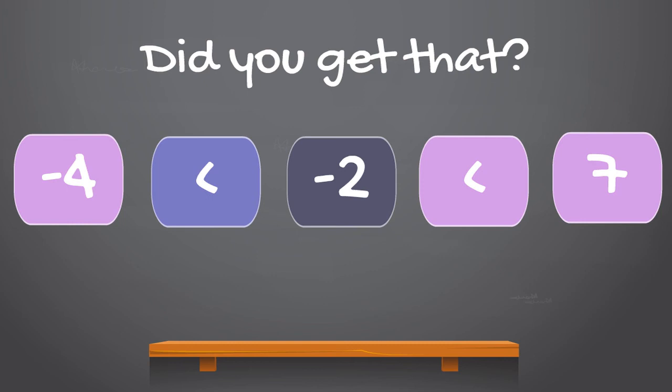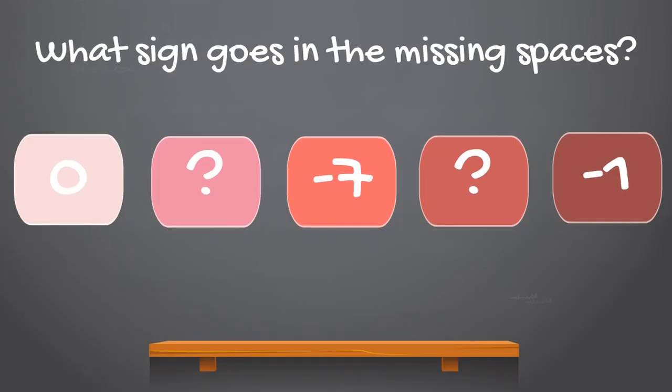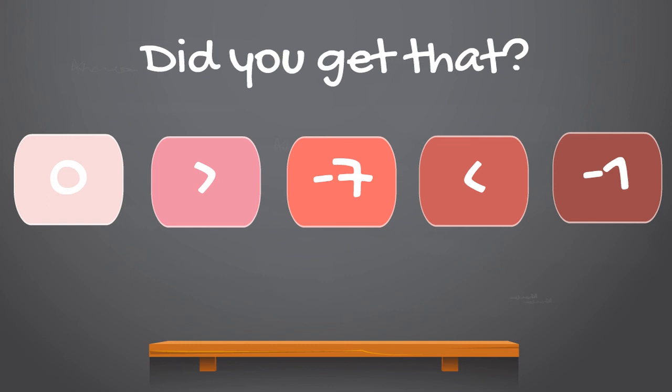Let's go again. What sign is missing in the two spaces? Pause the video, write down an answer. So here's what you should have. 0 is greater than -7, and -7 is less than -1.